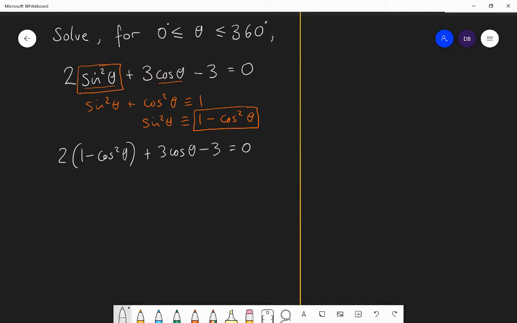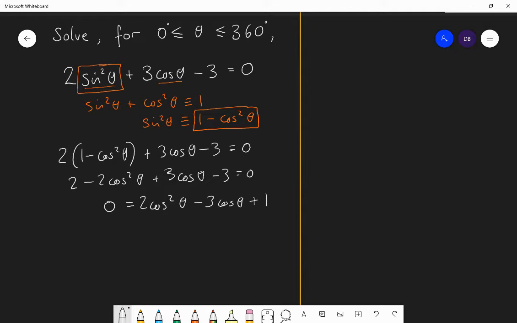I expand and simplify, so I get 2 minus 2 cos squared theta plus 3 cos theta minus 3 equals 0. This looks like a quadratic expression. I prefer it if the coefficient of the squared part is positive. So I'm going to add 2 cos squared theta to both sides, and in fact, I'm going to make the left side equal to 0. So I'm going to add 2 cos squared theta, subtract 3 cos theta, add 3 and subtract 2. So that's plus 1. Now I've got an expression that I can factorize and solve.